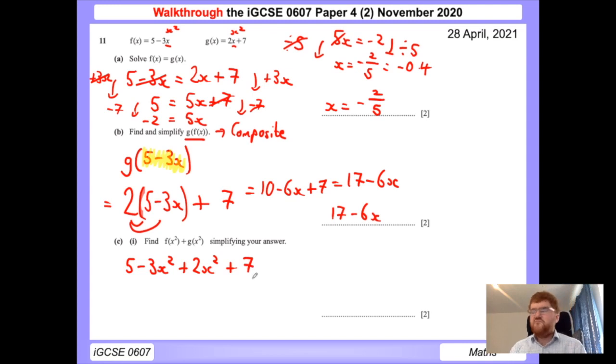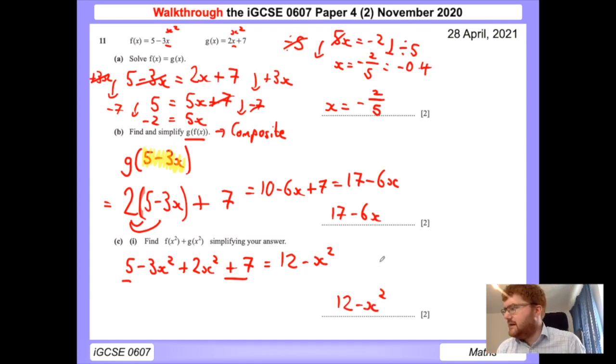This is kind of an unstandard kind of function question. It's really trying to test your understanding that you're not doing f of x all squared. 7 plus 5 is equal to 12, so I'm collecting up the numbers. And minus 3x squared plus 2x squared is equal to minus 1x squared, which we generally write as that. So an interesting twist on the usual function questions you get at iGCSE. Okay, all good.